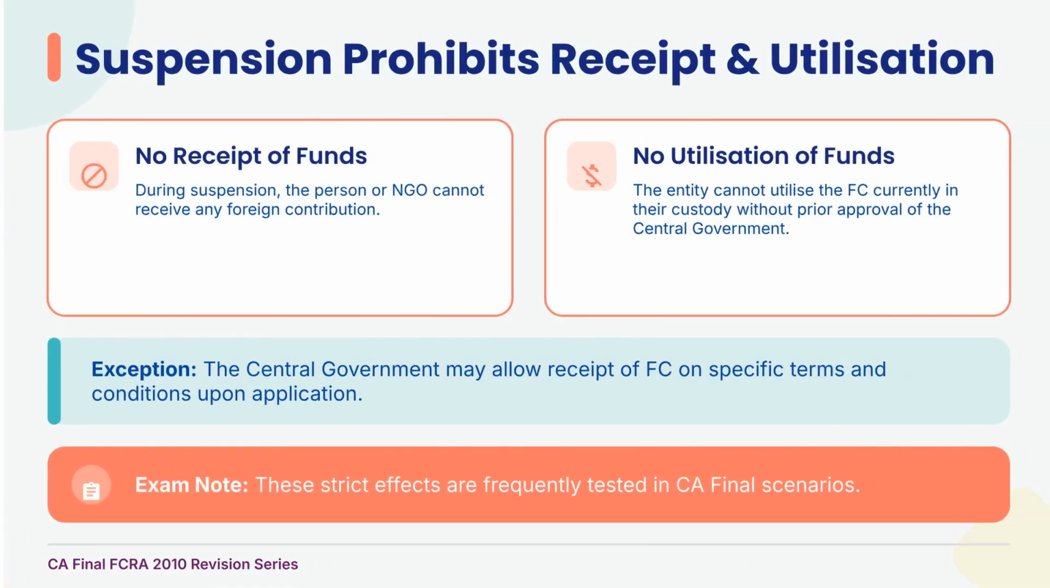Suspension has serious consequences. During the suspension period, the organization cannot receive any foreign contribution. It is also prohibited from utilizing foreign contribution already in its possession without obtaining prior approval from the central government. However, there is a limited exception. If the organization applies to the government, permission may be granted to receive foreign contributions subject to specified terms and conditions. For examination purposes, remember these two restrictions clearly: no receipt and no utilization without approval. They are among the most frequently tested implications of suspension under the FCRA framework.